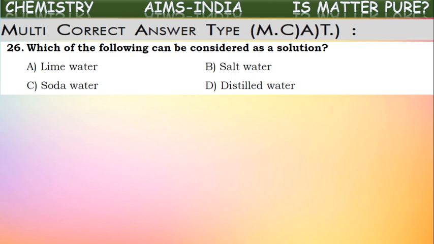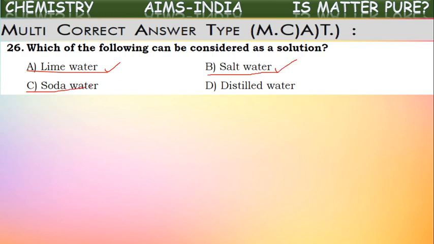See, first among them, lime water. Is lime water a solution? Yes. Lime water means the solution of calcium oxide dissolved in water. Calcium hydroxide solution, simply we can say. So this is formed when calcium oxide, quicklime, is dissolved into water. So it is a solution. What about salt water? Yes, when solid salt is dissolved into water, salt water solution is formed. So it is also a solution.